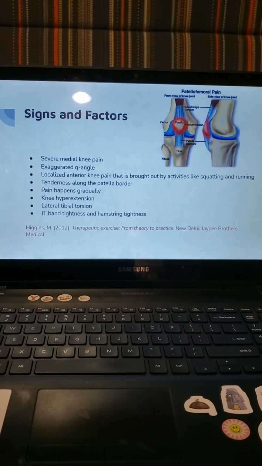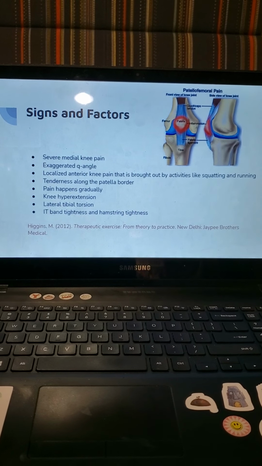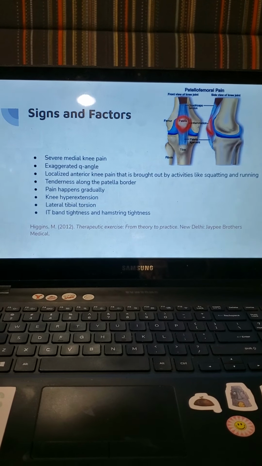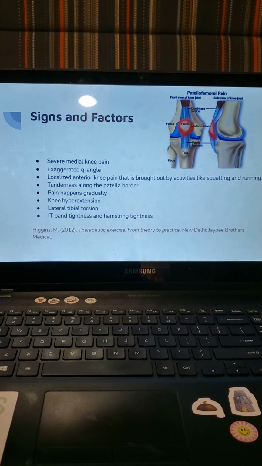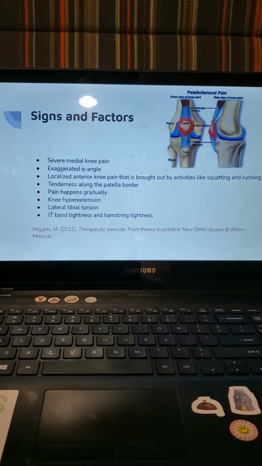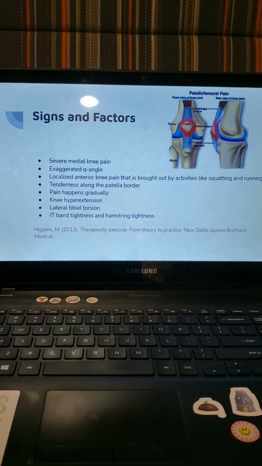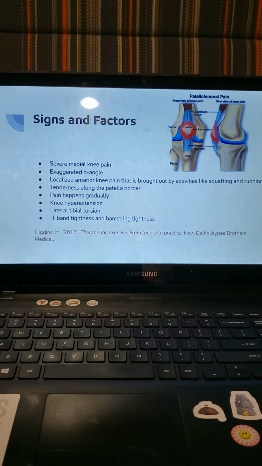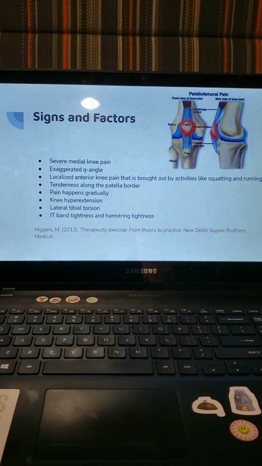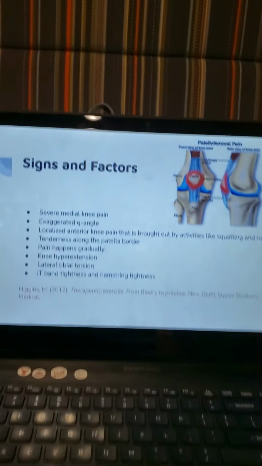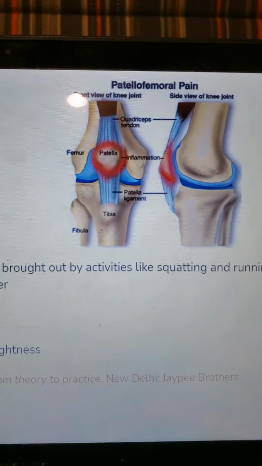Another sign is tenderness along the patella border, and this pain happens gradually. Knee hyperextension is also a sign. Lateral tibial torsion is also another sign, and IT band tightness and hamstring tightness is also a sign of patellofemoral pain syndrome. Zoom in on the picture.